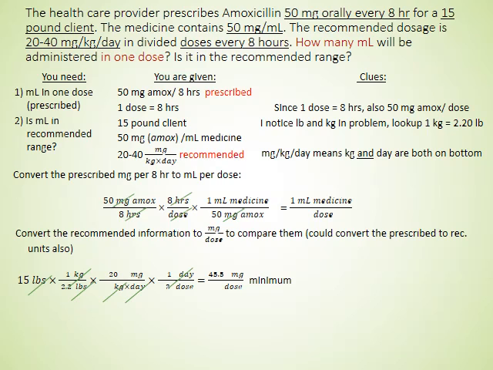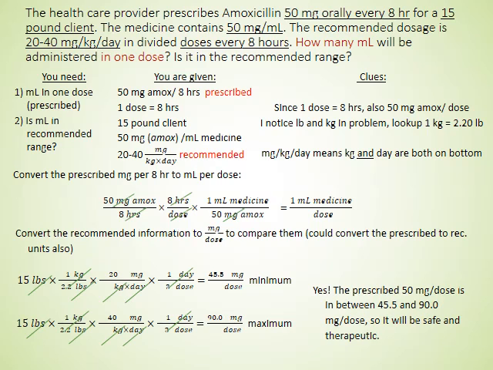And then I have, using the 40 milligrams per kilogram per day conversion factor, the conversion is set up exactly the same, but it would turn out to be 90 milligrams per dose. So now I can make a comparison. What was given in the original problem was 50 milligrams of amoxicillin per 8 hours, but 8 hours was 1 dose. So that's 50 milligrams per dose, and that's in between the 45.5 milligrams per dose and the 90 milligrams per dose. So this would be safe because it's below the maximum, and therapeutic because it's above the minimum.